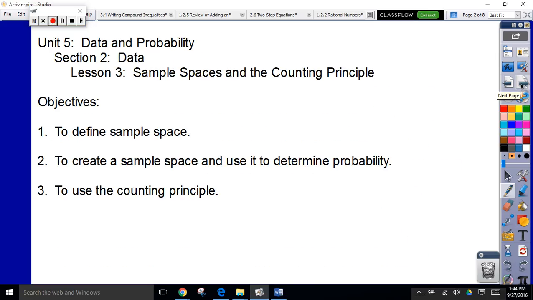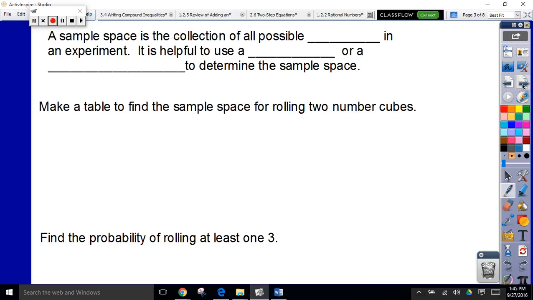Okay, so today's lesson is about something called sample spaces and the counting principle. Our first objective, we're going to talk about what sample space is. We are going to create our sample space, and we're going to use the counting principle. Counting principle is super easy, so you're going to like it when we get there. Sample space, not difficult, it just takes a lot of work sometimes.